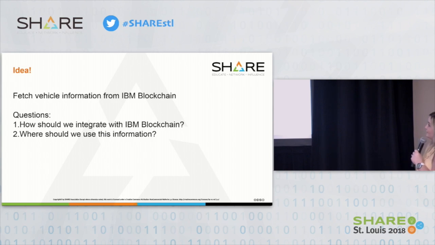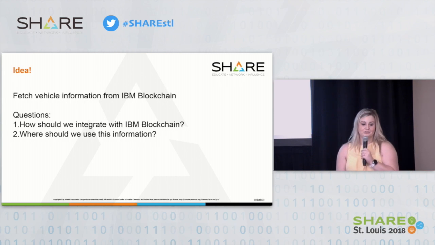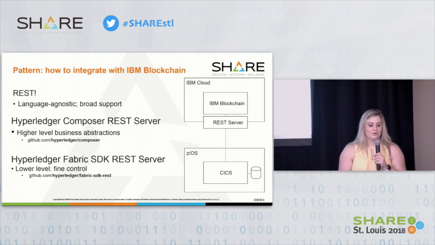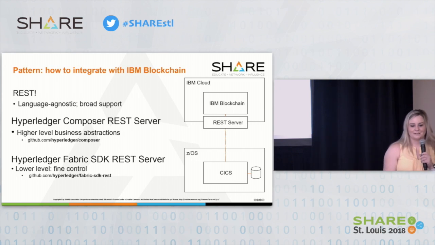So I can fetch the vehicle information from blockchain. So how do I integrate with that? And where should we use this information? So when you want to integrate, we've talked about it. You're going to use REST. So it's language agnostic. Doesn't matter what your client app is, doesn't matter what any app is written in. As long as it will support a REST call, you can use it.